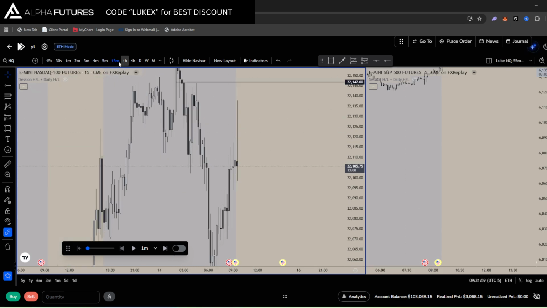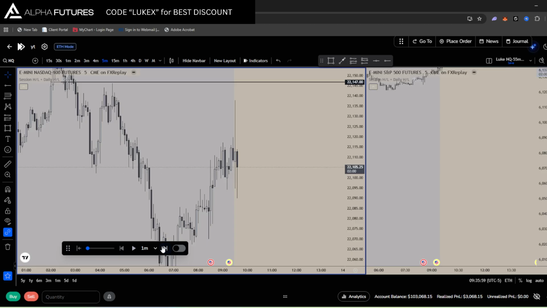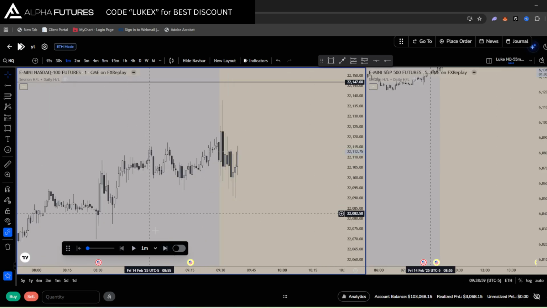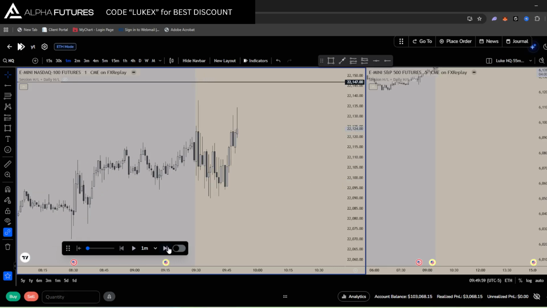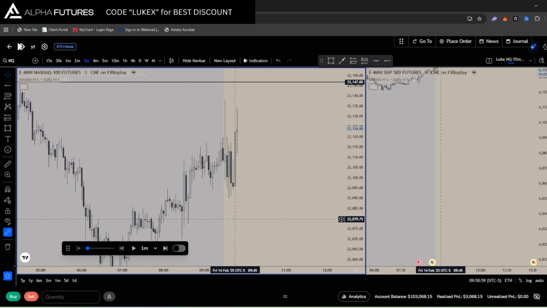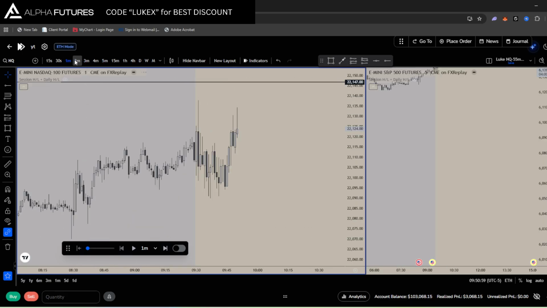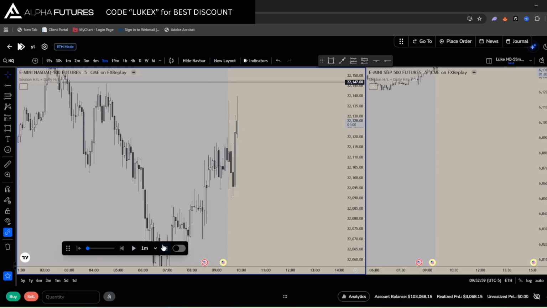Manipulation to the upside right here. We need to break out of this consolidation if I want to even bother with this day. Okay, we sweep these lows out right here. Let's see if we can trade out of a gap or something here. 5 minute. Okay, let's wait for this.